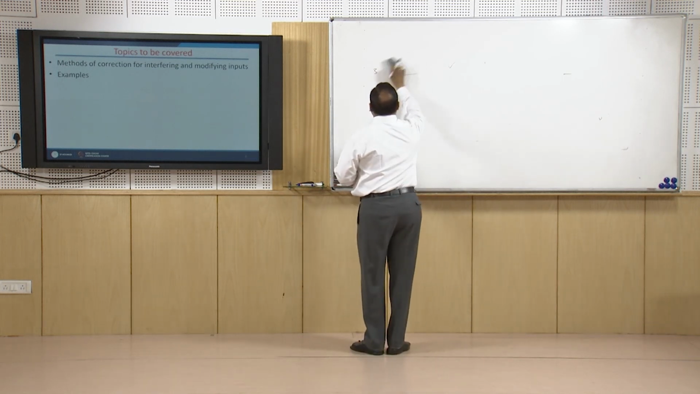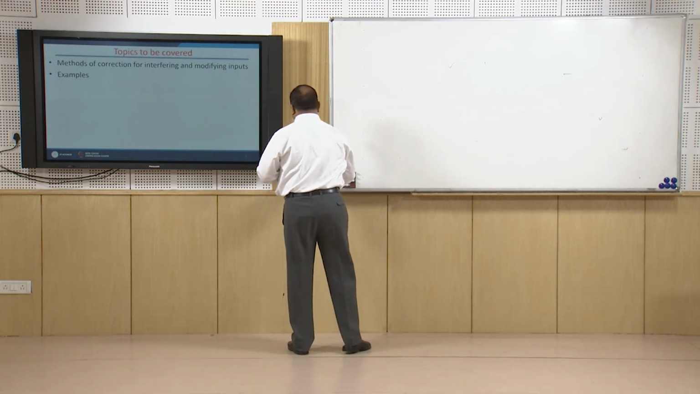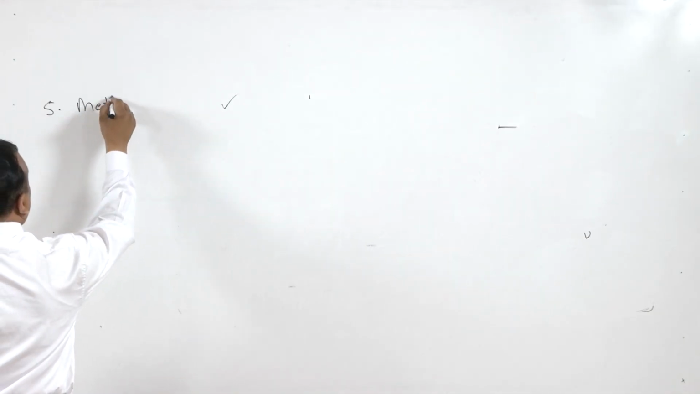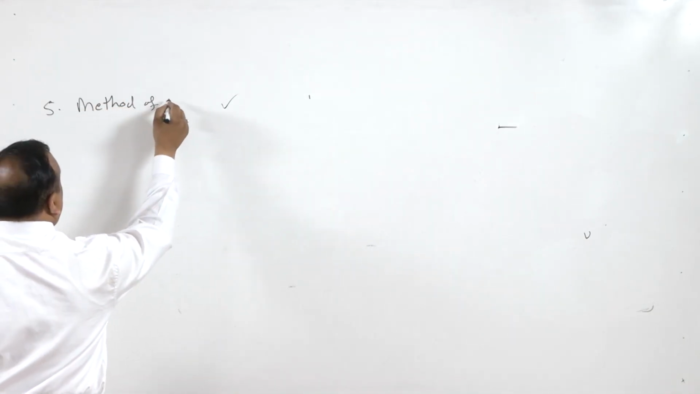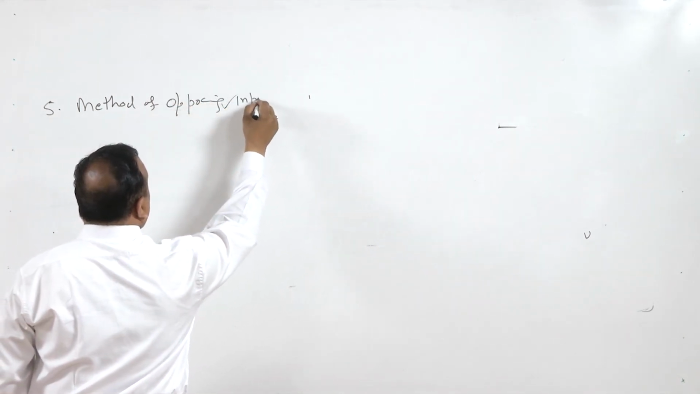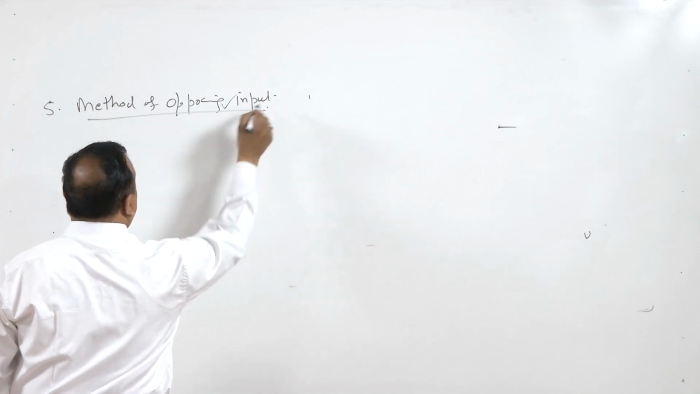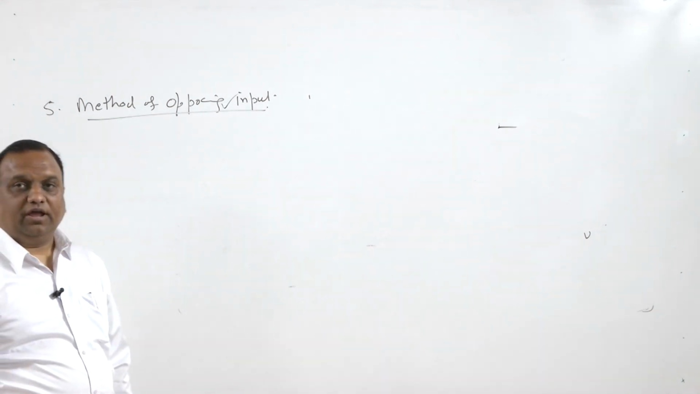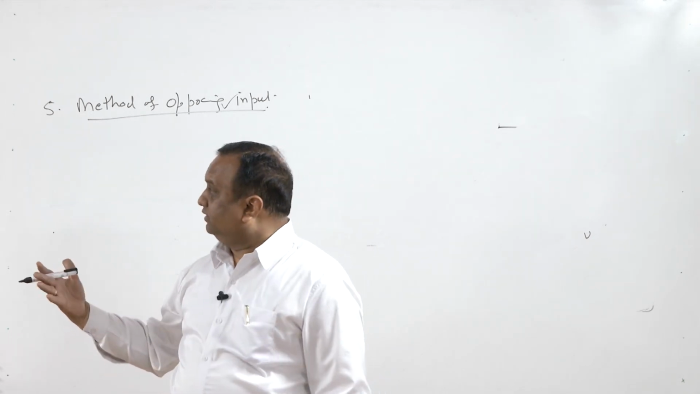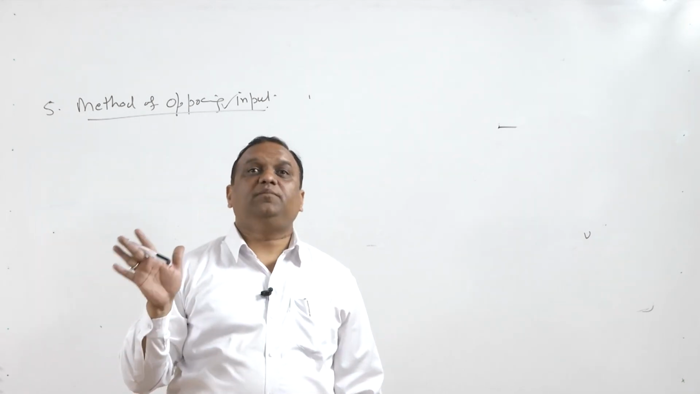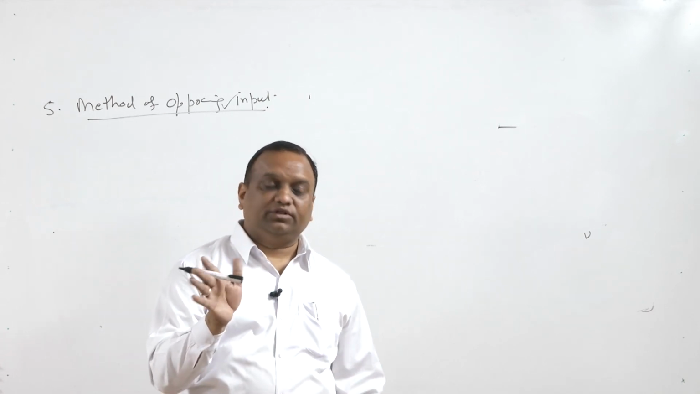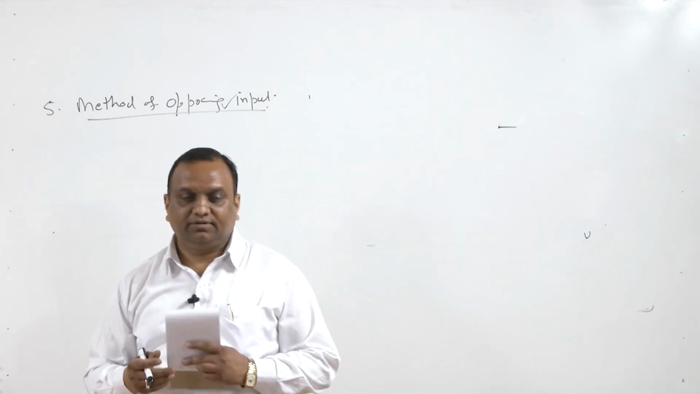This is number 5. Method of opposing input. Now if we know the interfering and modifying input, the same magnitude and same nature of signals can be put in the opposite direction. So they neutralize each other.